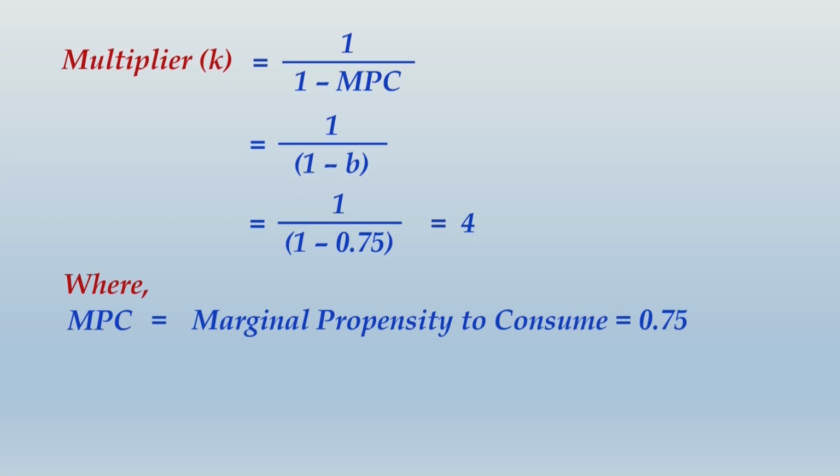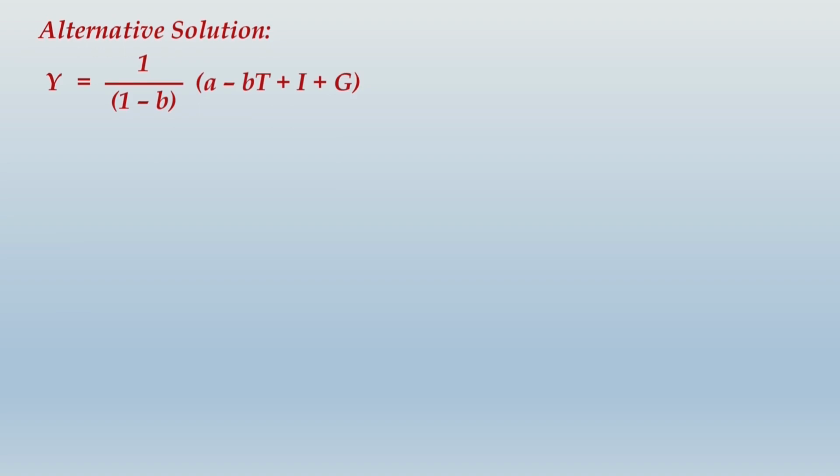Let me show you an alternative way of presenting the solution, which we have done earlier as well, where we directly use the Y formula. We don't derive the value from one to the other. We directly arrive at the value of Y using this particular formula. And keep in mind one thing, 1 divided by 1 minus b, that is 1 divided by 1 minus the marginal propensity to consume, or you can call it 1 divided by the marginal propensity to save, that is the inverse of the marginal propensity to save.